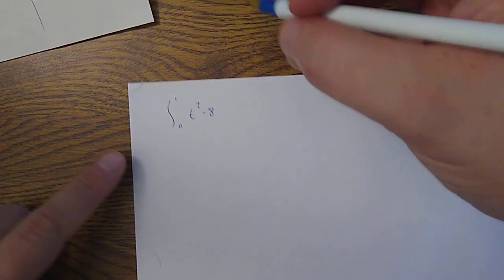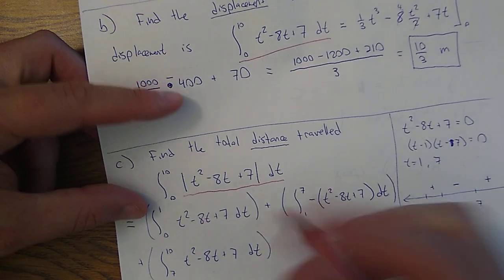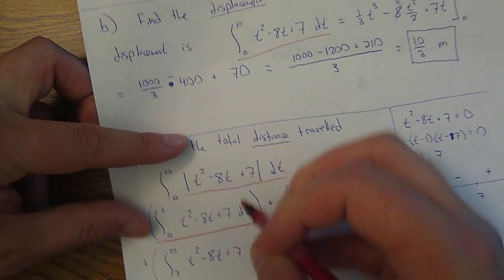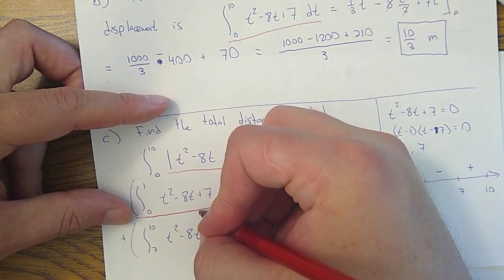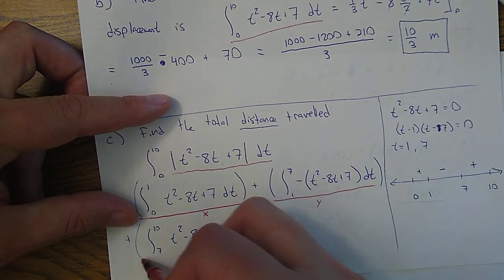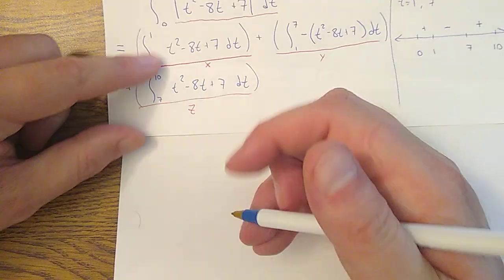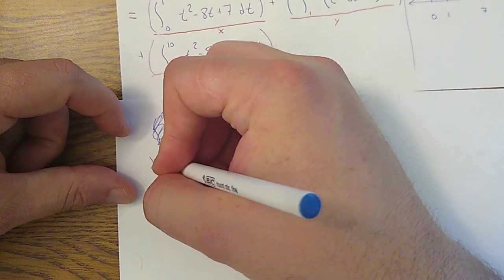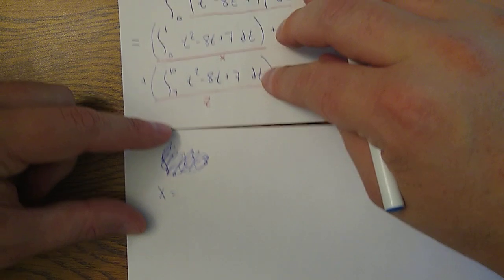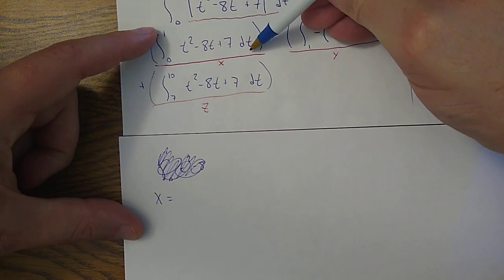Actually, I'll try to be efficient about this. Let me call this one, say, X, this one Y, this one Z, so I don't have to write all of this again. So the one I'm calling X is, okay, so I'm looking at this, and I don't really need to write it again.